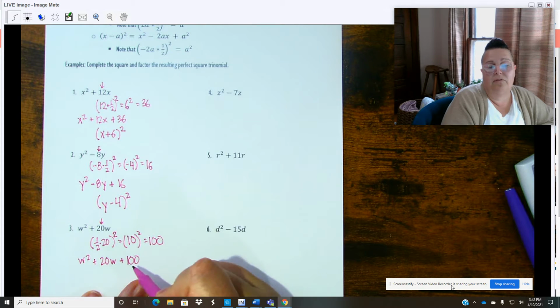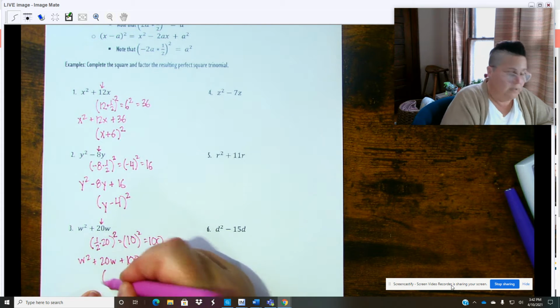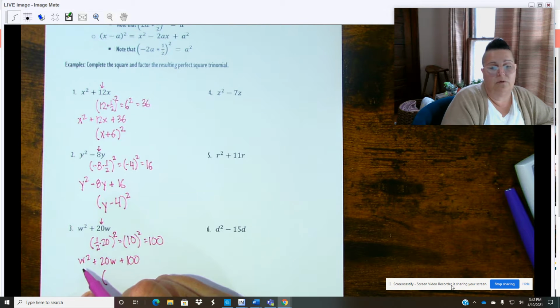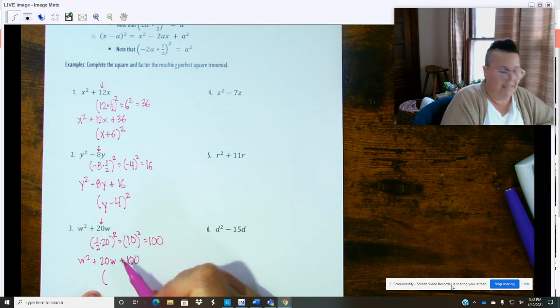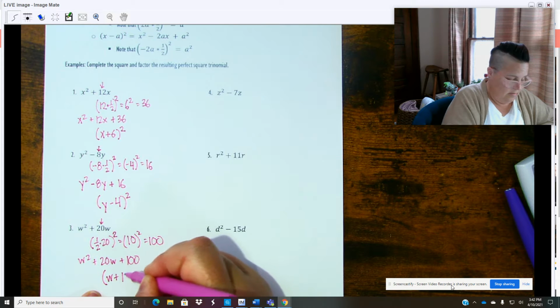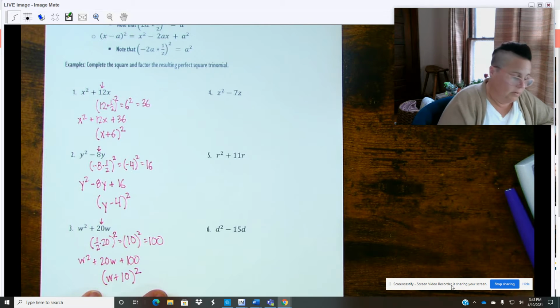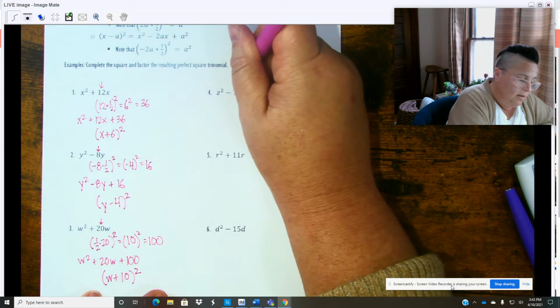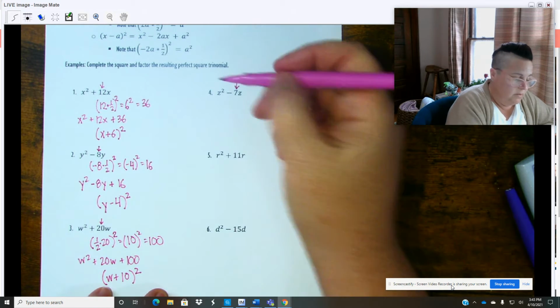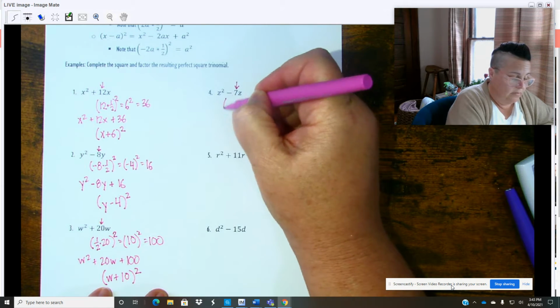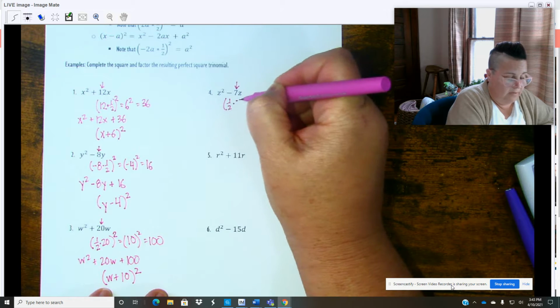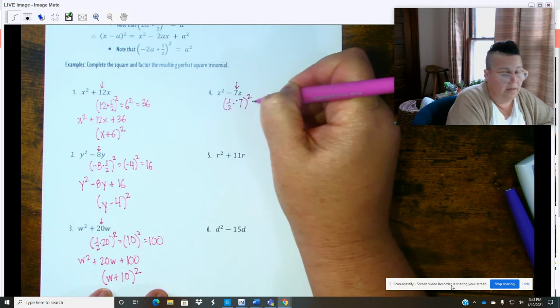This is now a perfectly square trinomial, which can be factored into (w plus 10) quantity squared. Okay, so far so good. Now, what if they're not all even numbers? If you look at problem number 4, that's a 7. So it's a -7, technically. So I need 1/2 of -7 and square that.